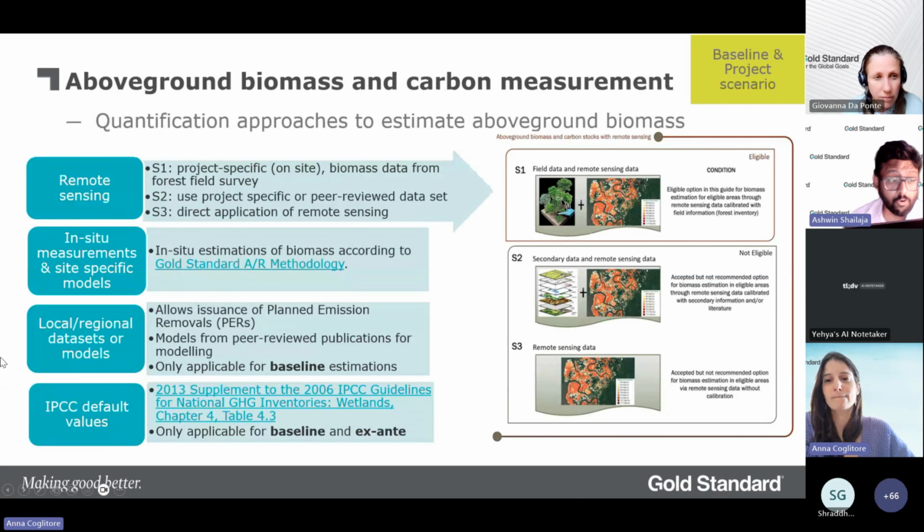Thanks. These are the 4 approaches which are allowed by the methodology when it comes to quantification. So remote sensing, in situ measurement, local or regional models, as well as default values. So 4 approaches are allowed by the methodology.